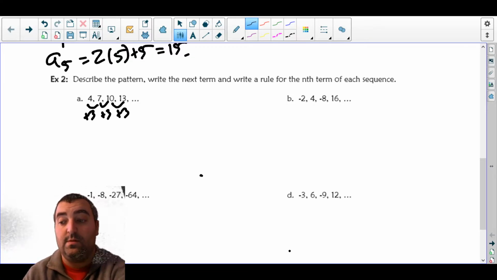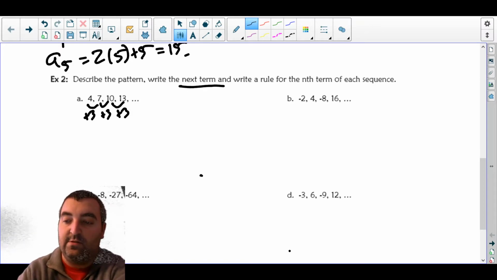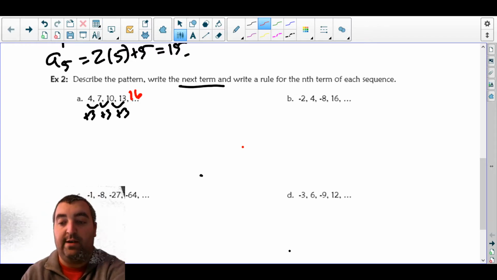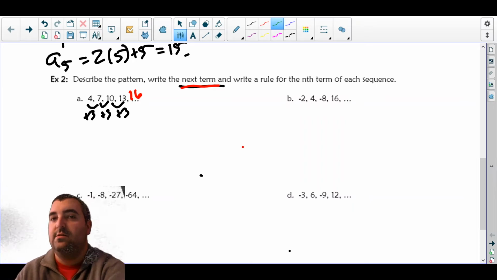Now, the trickier part is to come up with the rule. Well, I guess let's write the next term first. So the next term would just be 16, right? So we have the pattern, we have the next term. Now coming up with the rule is where it gets a little trickier.